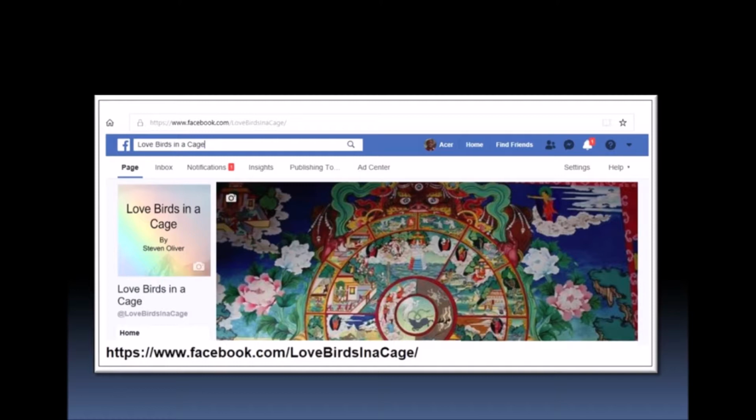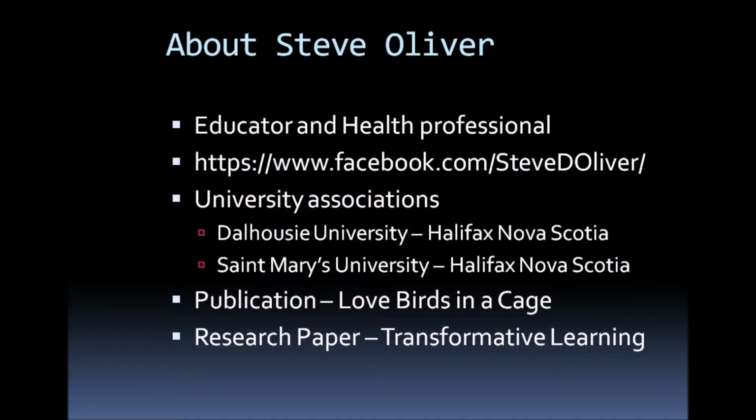We are finishing up a research at St. Mary's, and the research paper will be published, hopefully in January, February of 2019, and it deals with transformation, transformative learning. And that's what this is all about. How can you make change in your life?